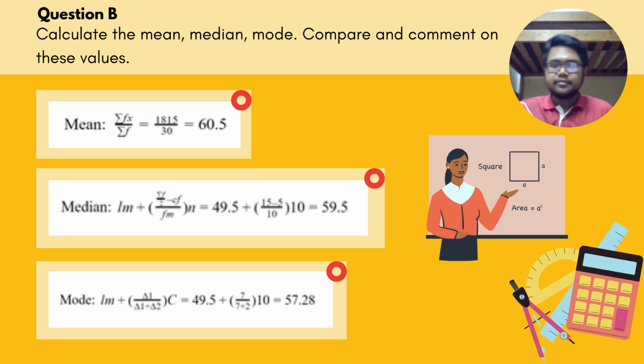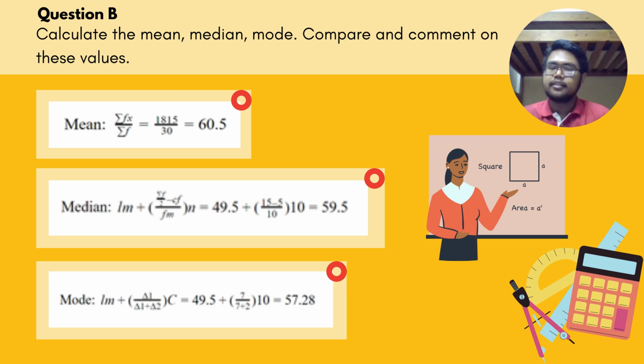Assalamualaikum and good morning everyone. Now for question B, they asked for median, mean and mode. First thing we have to look at is whether our data is grouped or ungrouped. Since our data is grouped, we'll follow the formula below. Now to find the mean, we first have to find the total of the frequency times midpoint and then divide it by the cumulative frequency.